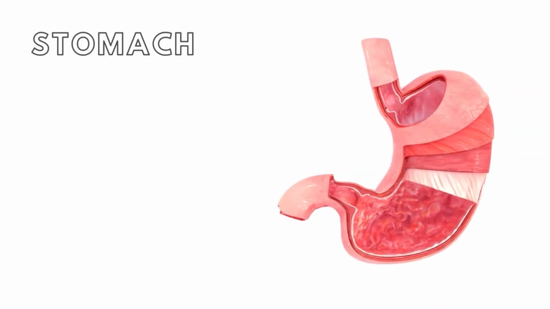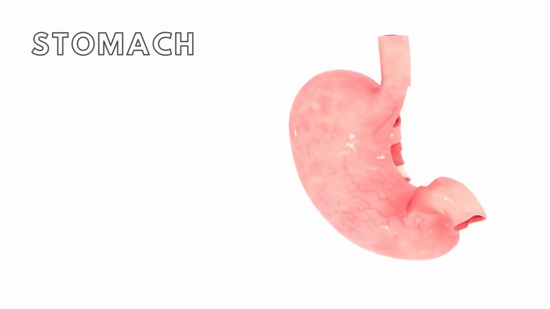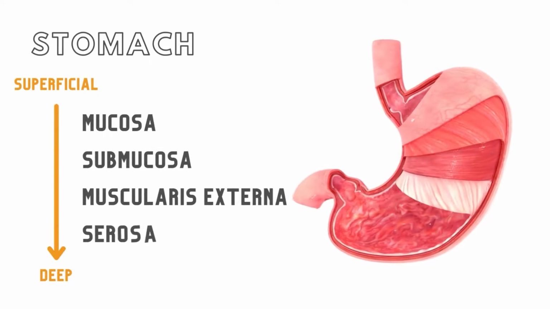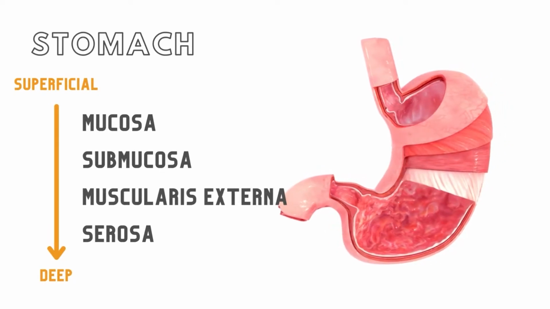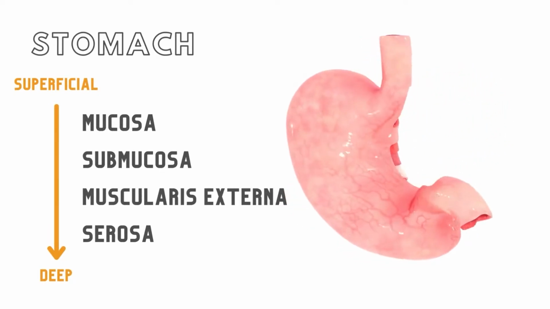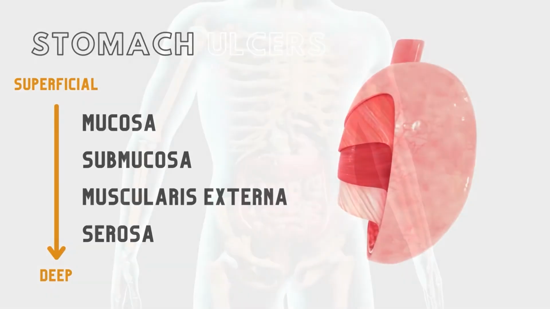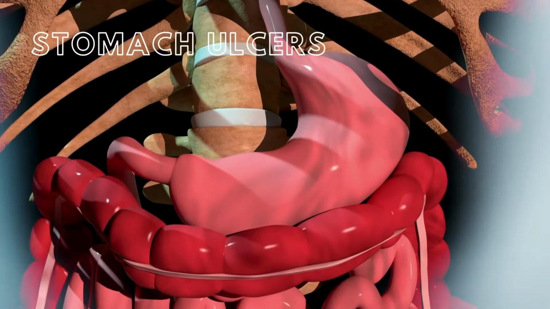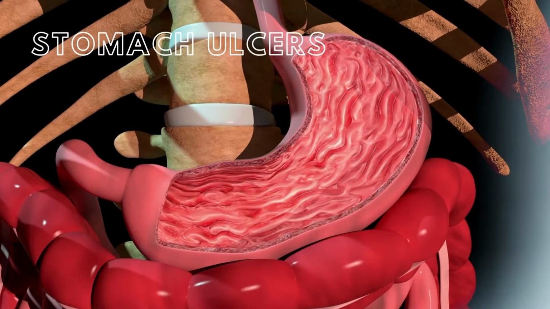The stomach is arranged into four histological layers. These layers, from superficial to deep, are the mucosa, submucosa, muscularis externa, and serosa. A stomach ulcer is the result of gastric or stomach acid damaging the mucosal lining of the stomach, producing open sores that often bleed and cause stomach pain.